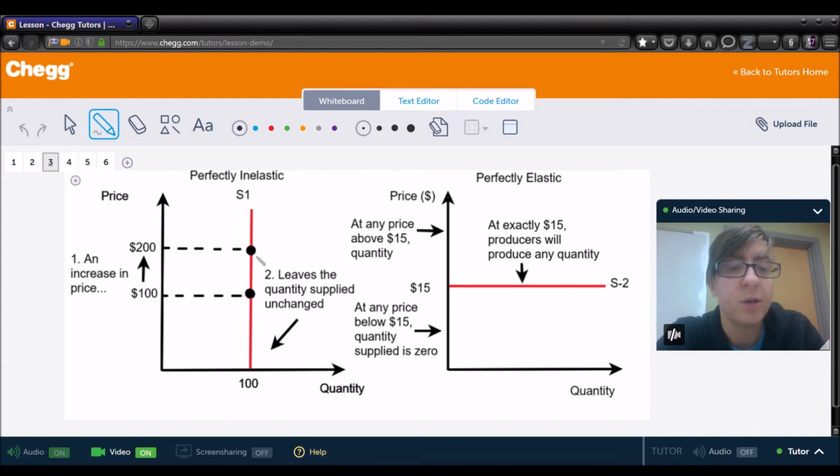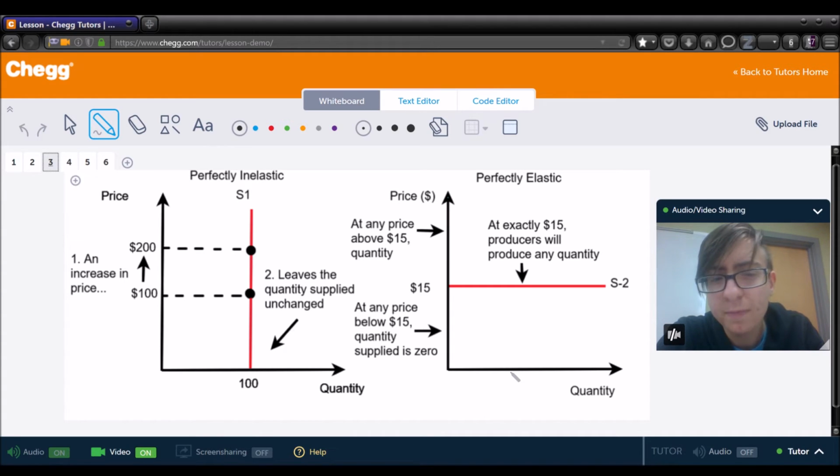On the other extreme scale is perfectly elastic. As you can see, it is a horizontal line. At $15 or above, producers will produce any quantity. So no matter how much people want, they will just keep on making them forever and ever, as long as it's $15 or above in this case. Whatever this line is, they will always produce any quantity at or above that price. Similarly, if you drop below the price, so in this case, if you went to $14.99, immediately the quantity supplied will be zero.